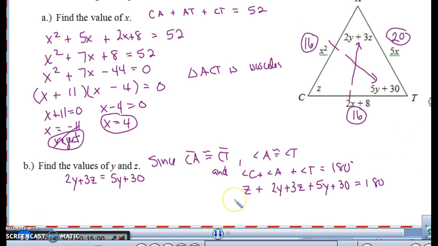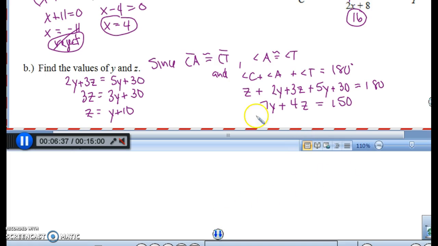All right, now I want to use substitution, but I'm going to clean this up a little bit to make this less arduous. So combine your terms here. This gives me 7y plus 4z, and I'm going to move the 30 over here, so it is going to equal 150. Now I want to combine my y's here. That gives me 3z is equal to 3y plus 30. Now this would be pretty easy to solve for z. All I have to do is divide by 3. So z is going to equal y plus 10.